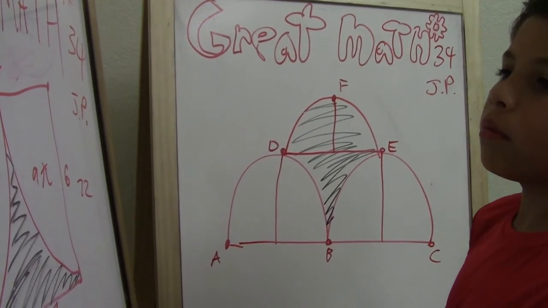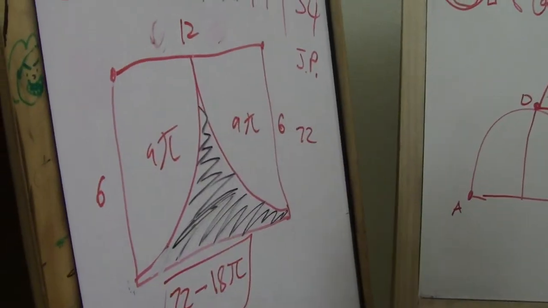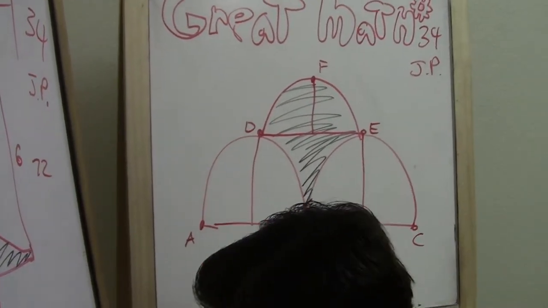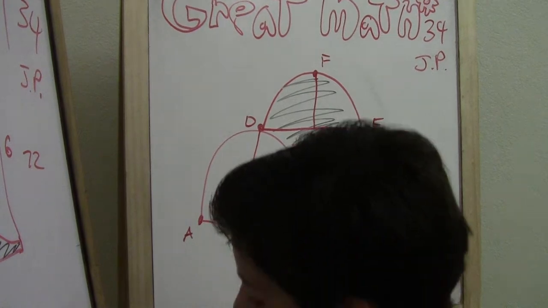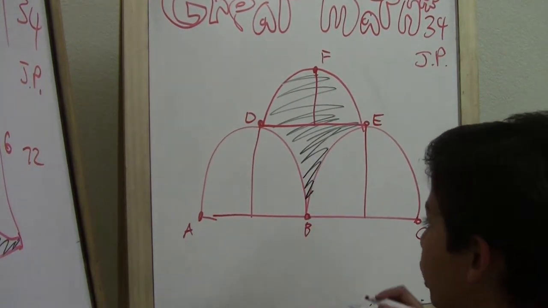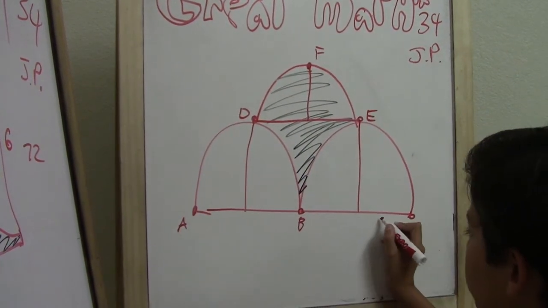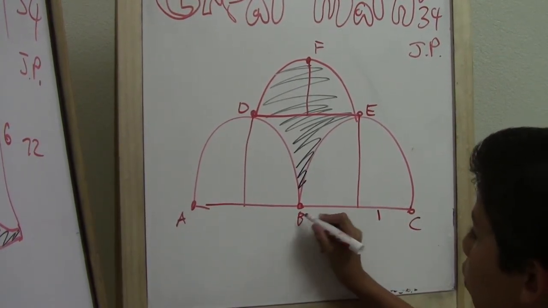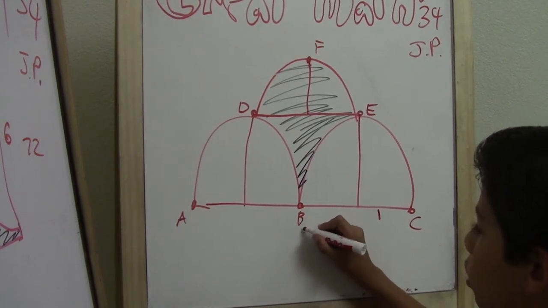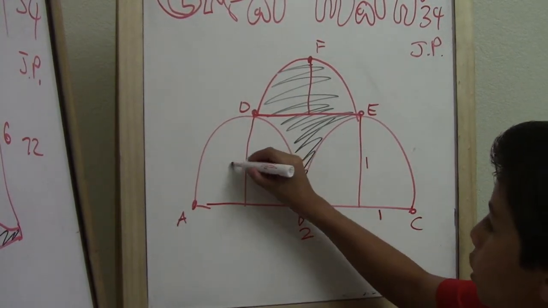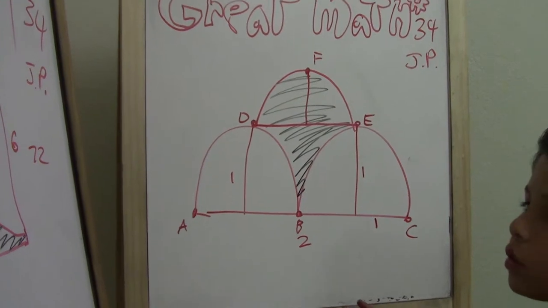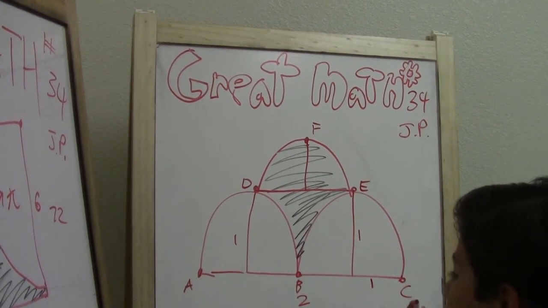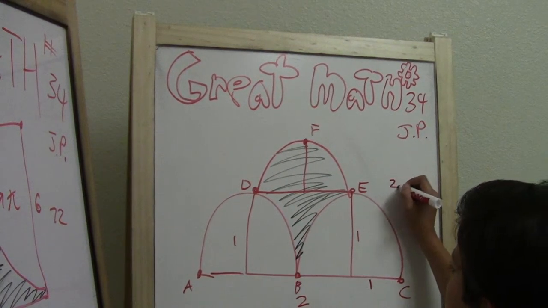Now remember, it doesn't mean it's the exact formula, but it's the same thing. So the radius of each semicircle is 1. That means this is 1, and 1 plus 1 is 2. That's 1, and that's 1. We'll do the same way: 1 times 2 is 2. So the area of this thing is 2.